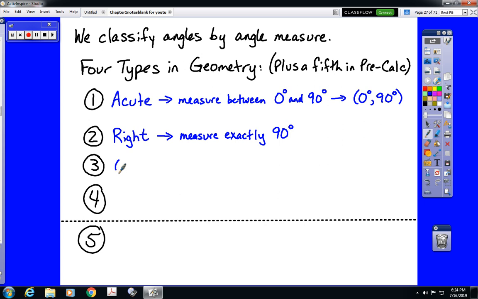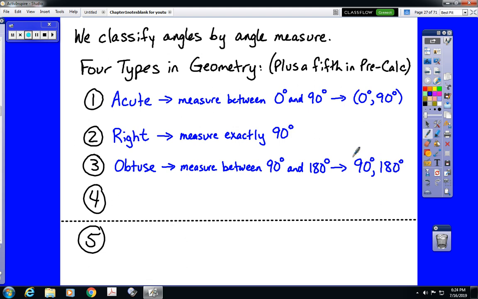We have obtuse angles, which is where our measure is between 90 degrees and 180 degrees. Again, in set notation, we would say 90 to 180, and we would use the curved brackets to show it does not include 90 or 180.